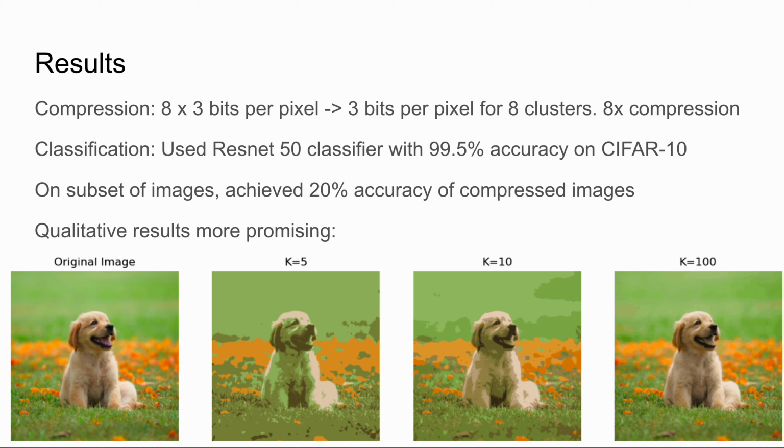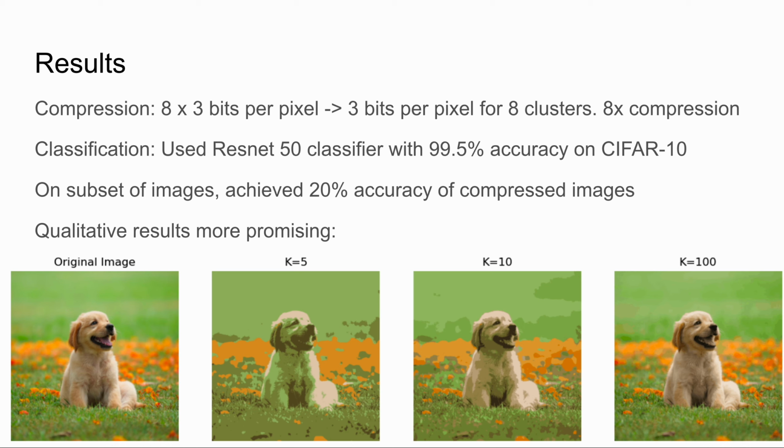And this was one of the challenges that we ran into because for the CIFAR dataset, the images are 32 by 32, and retaining the accuracy with the compression was a little difficult. So we decided to use larger images. And so on a subset of CIFAR10 images, we achieved 20% accuracy on the compressed images. But our qualitative results are a bit more promising.